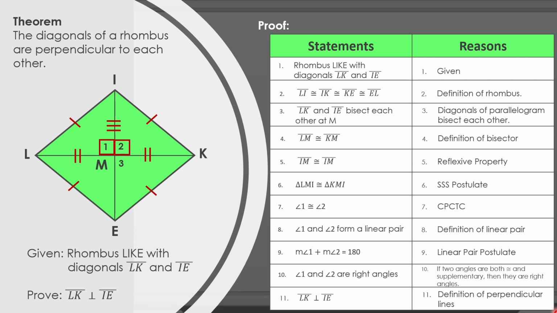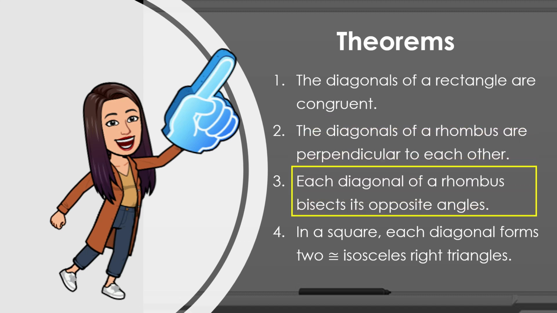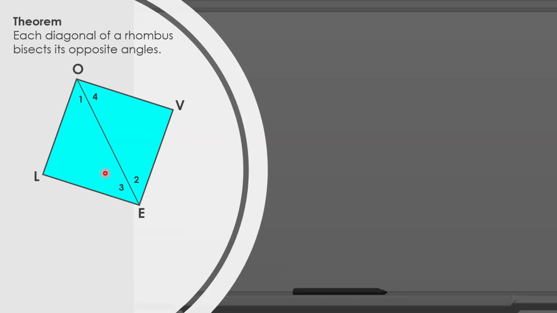Let us now move on with our third theorem. Each diagonal of a rhombus bisects its opposite angles. So let's say that this is our figure, and from the given, the rhombus LOVE with diagonal OE, and let us prove that angle 1 is congruent to angle 4, angle 3 is congruent to angle 2.